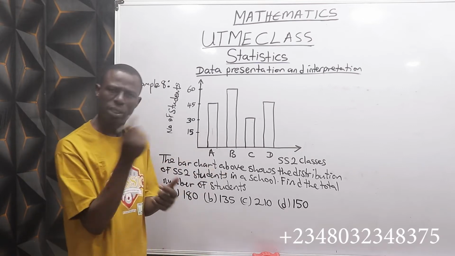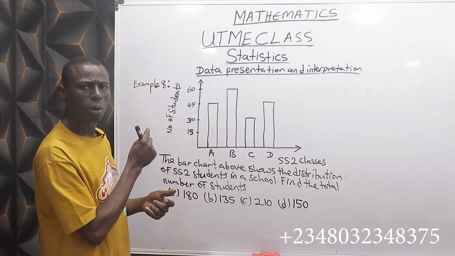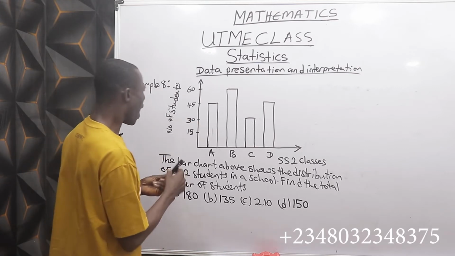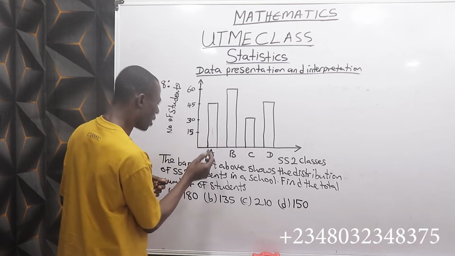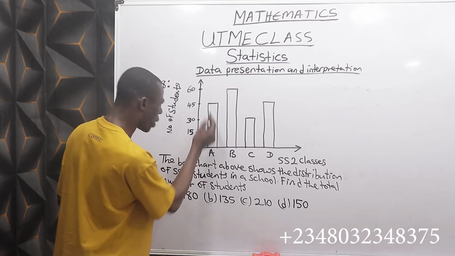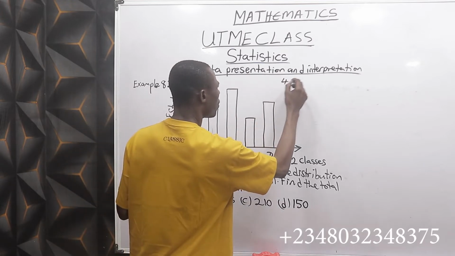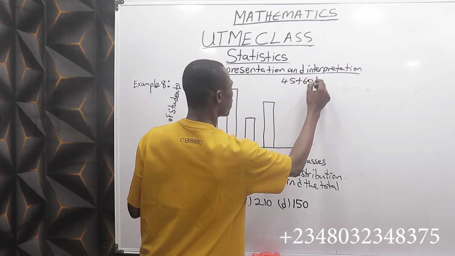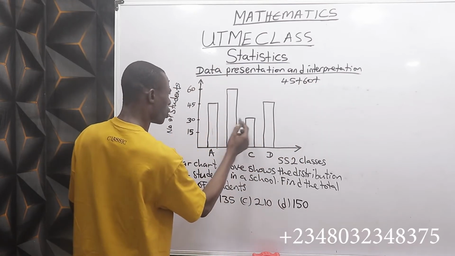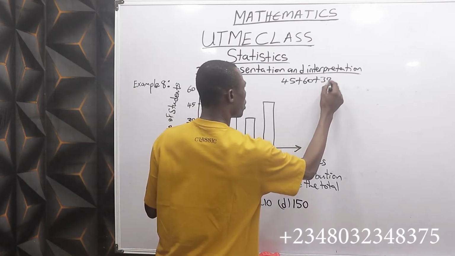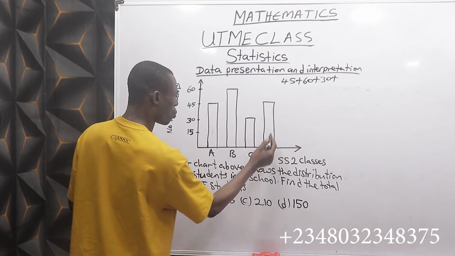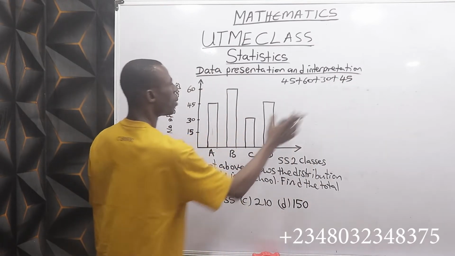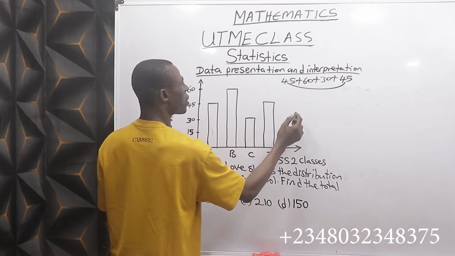You have, just as we did in that example of histogram, the same thing we are expected to do here. Add the bars. The height of this bar, that is the number of students in SS2A, is 45, plus the number of students in SS2B is 60, plus the number of students in SS2C is 30, plus the number of students in SS2D is 45 as well. Adding them together, 45 plus 45 is 90.